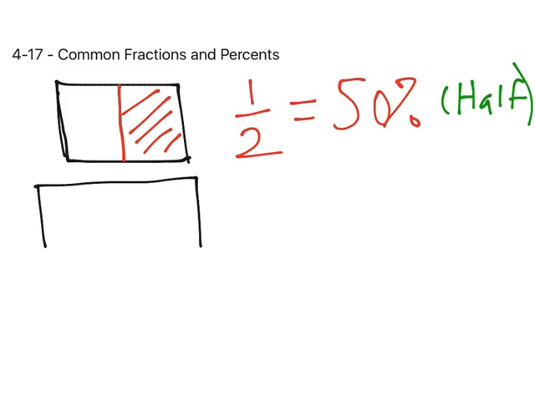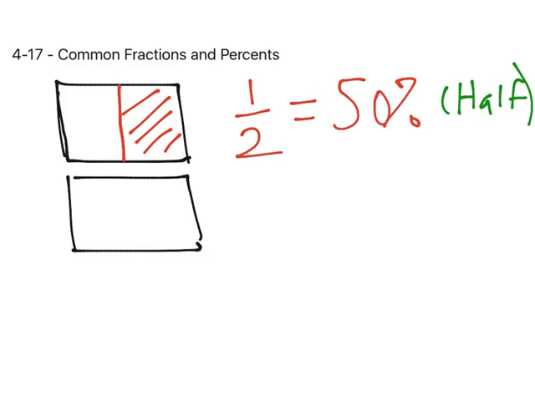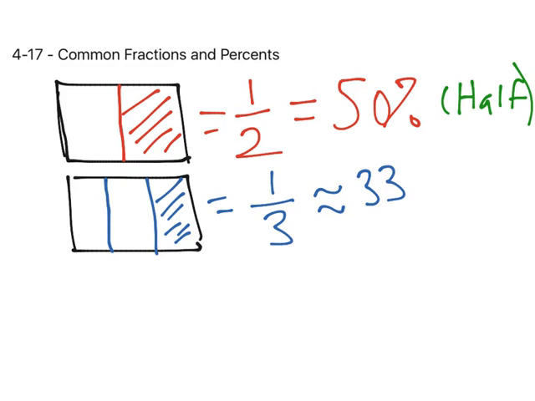If we take the same cake, same size, this time we cut it into 3 pieces, and we take one piece. This is red. This is 1/3, which is about 33%. It's 33.3333. That's a third.